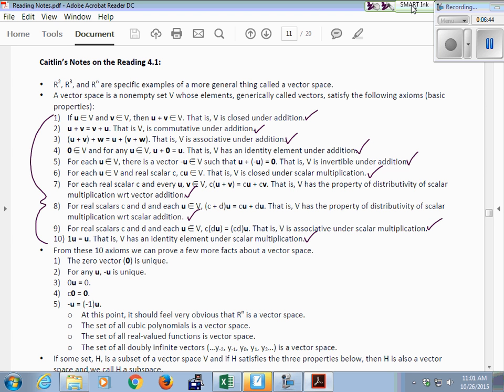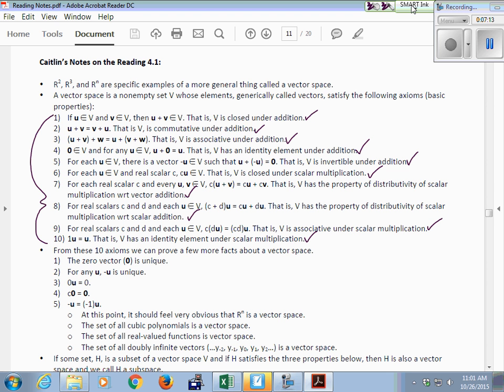Okay. So the zero vector is unique, meaning there's only one vector that you can add to other vectors and get the original vector back. For any u, the opposite of u is unique. There's only one additive inverse. 0 times u always gives you 0. C times a zero vector always gives you the zero vector. And negative u is the same thing as negative 1 times u.